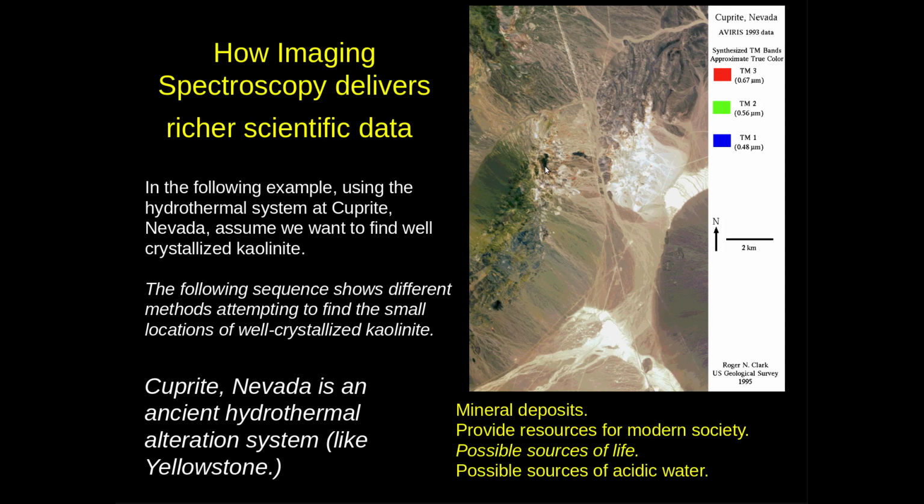I think most people here understand the rich data that imaging spectroscopy delivers. So this is a quick sequence I'll run through to show the different effects. This is a semi-natural color image of Cuprite, Nevada with AVARIS data. This is Highway 95 running up. Goldfield is just north of the top of the scene.